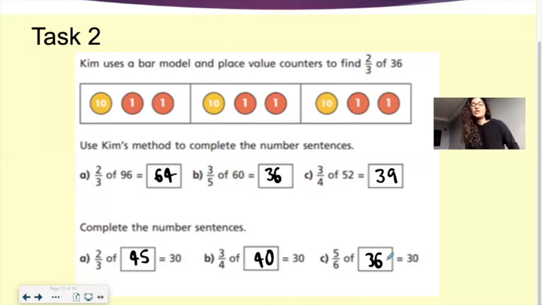Part A, 2/3 of 96 equals 64. Part B, 3/5 of 60 equals 36. And part C, 3/4 of 52 equals 39. Complete the sentences below. 2/3 of 45 equals 30. 3/4 of 40 equals 30. And 5/6 of 36 equals 30.